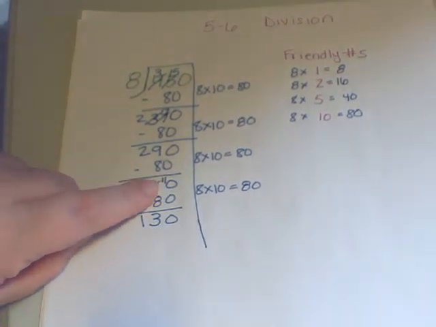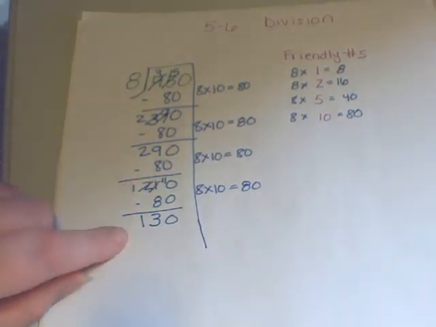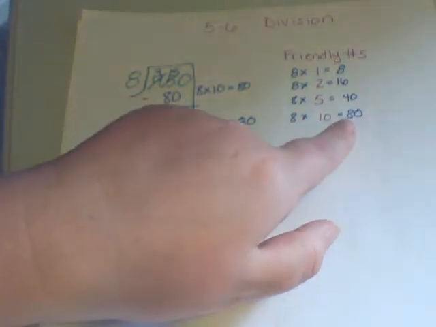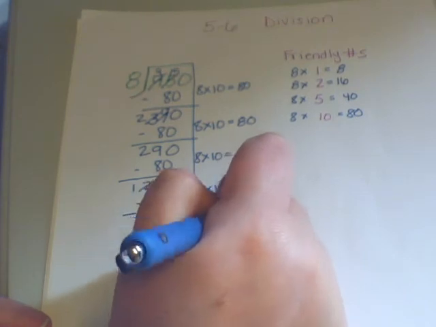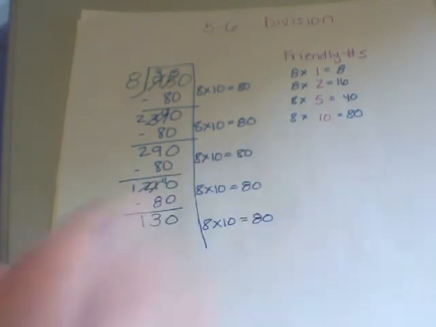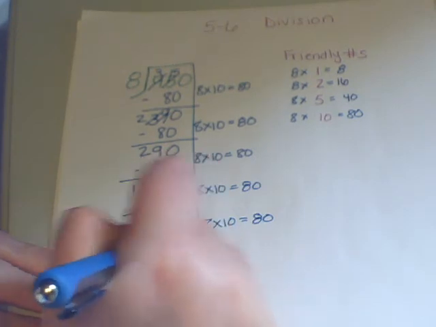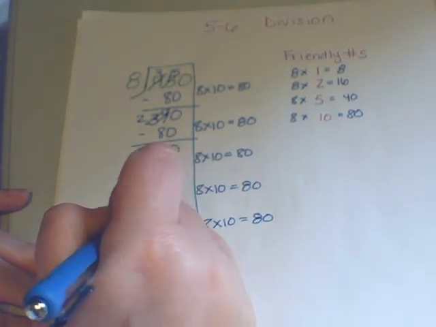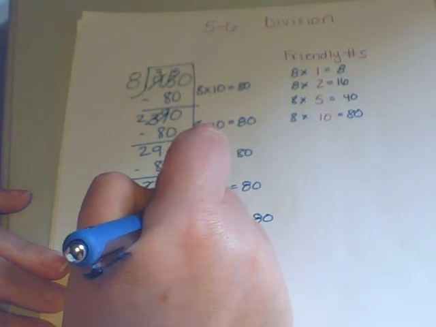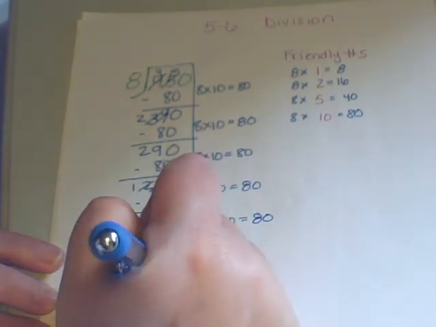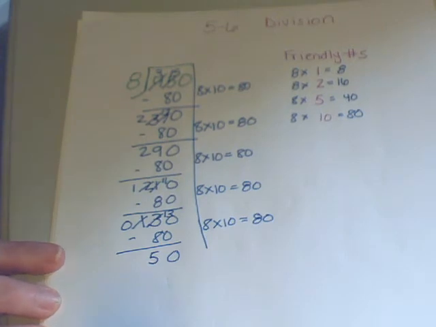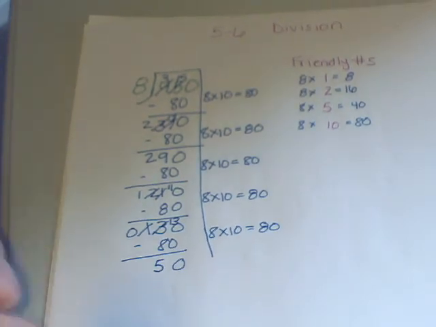Because when I borrowed that 100, okay, I still had 100 left. So 130. So still looks like 80 is going to be the closest. So 8 times 10 is 80. Subtract again. Is 50. I'm going to re-look at my friendly numbers now.